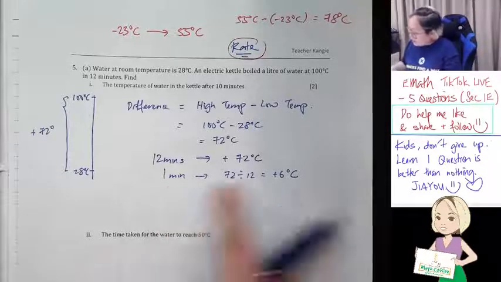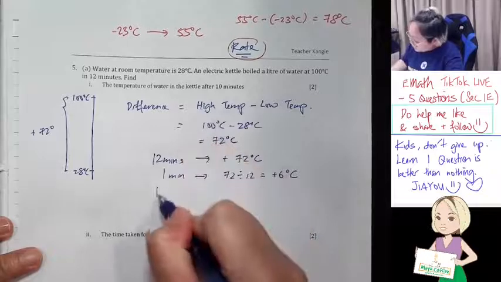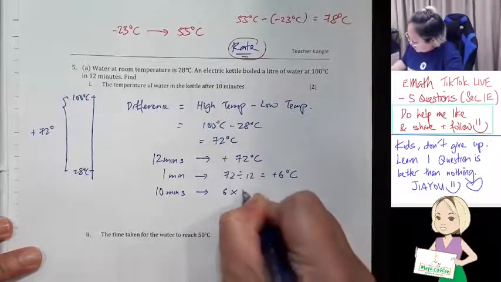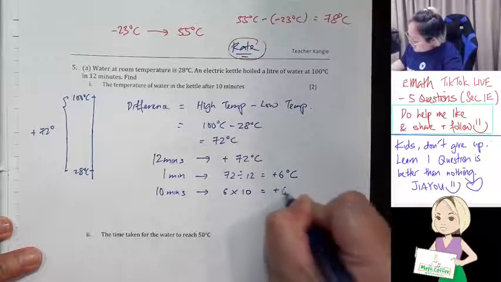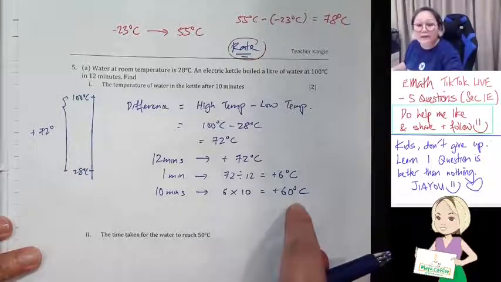Okay? 1 minute increases 6 degrees Celsius. So they ask for 10 minutes, right? So just do 10 minutes. I just do 6 times 10, okay? And it is plus 60 degrees Celsius. Please, plus 60 doesn't mean that that's your answer.